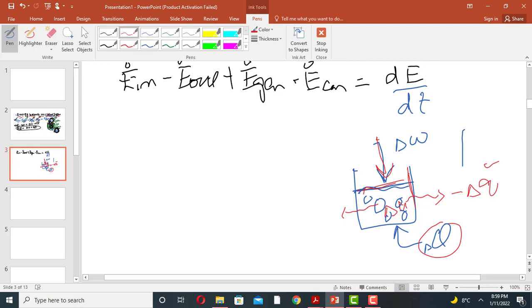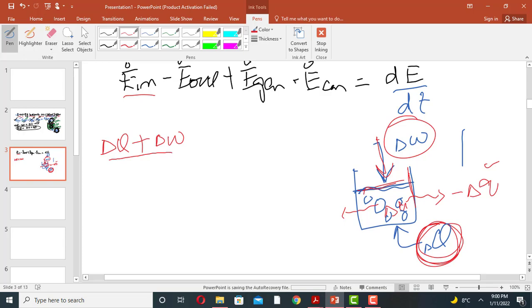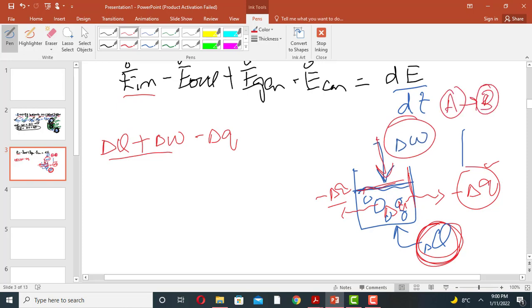How does the energy enter? The energy entry is from delta Q, and the work done on the system, this is the energy entering. Energy entering minus energy out, this is minus delta Q. As for energy generation and consumption, there is no chemical reaction taking place, like one in which A is consumed and B is generated. There is no chemical reaction in this system.